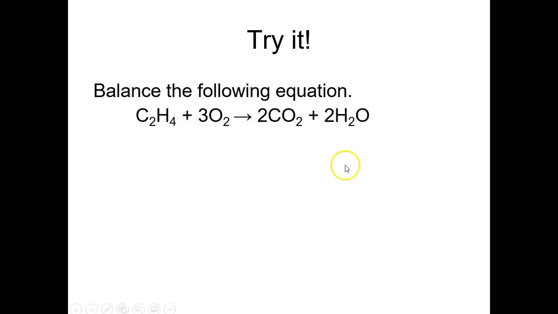All right, so when I balance this, I put a 2 in front of CO2 to balance the carbon, and a 2 in front of water to balance the hydrogen. So then I wound up with a total of 6 oxygen atoms on the right side, so I put a 3 in front of O2.